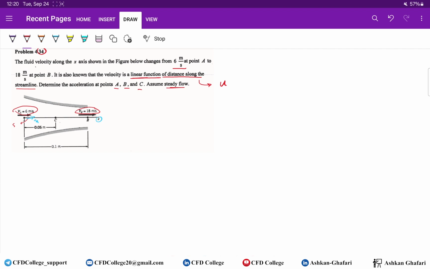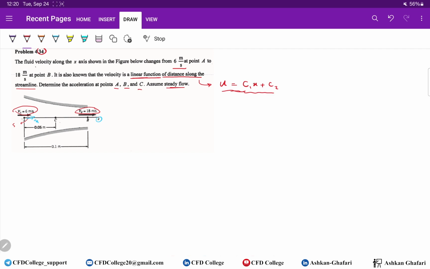U is a linear function, so it equals c1 times x plus c2. It's a linear profile for velocity, and it's a function of distance, which is x. c1 and c2 are constants, and we have to find them. As you know, we need to know the velocity profile in order to find acceleration. So first we need to solve this equation. I mean, we should find c1 and c2.